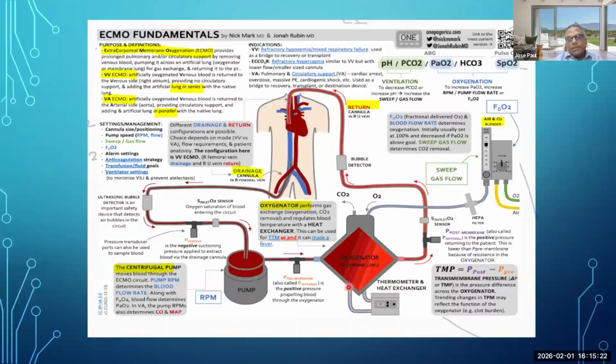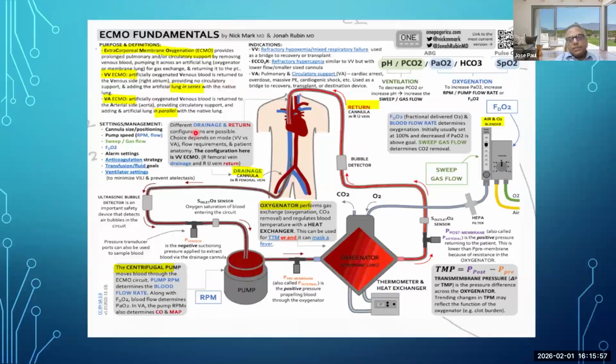So the blood is heated up, then there are sensors, and this sensor is important. This sensor detects whether there is an air bubble within the returning blood, and depending upon where you return the blood, it can be veno-arterial or veno-venous. When the blood is returned via the inferior vena cava into the right atrium, it becomes a veno-venous ECMO. Actually, the VV ECMO adds an artificial lung in series with the native lung.